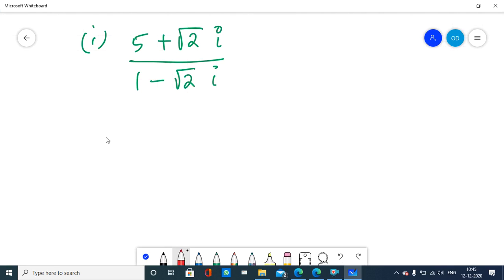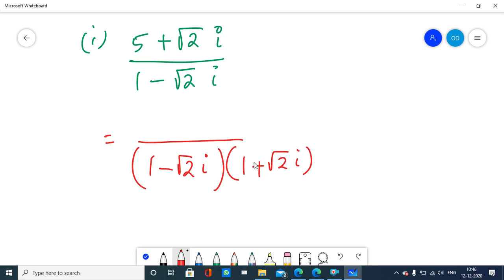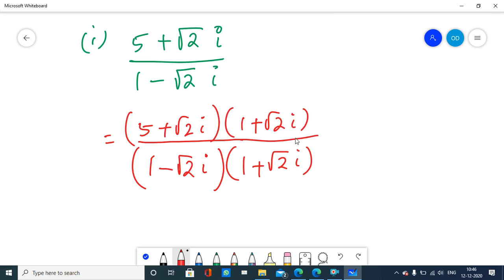Well, we will apply the same procedure here, the same procedure that we applied in the case of the multiplicative inverse. Our first target would be to get rid of the i in the denominator, right? The i in the denominator is causing all the trouble. In order to do that, we'll multiply the conjugate of the denominator on the top and on the bottom. What is the conjugate of 1 minus root 2i? 1 plus root 2i. Yes.